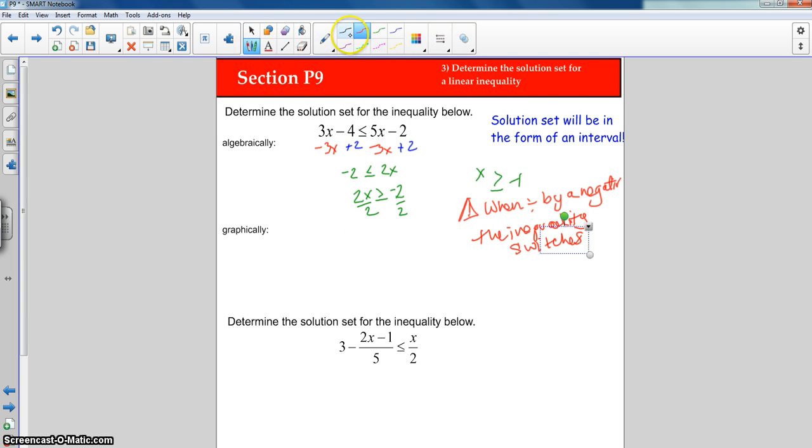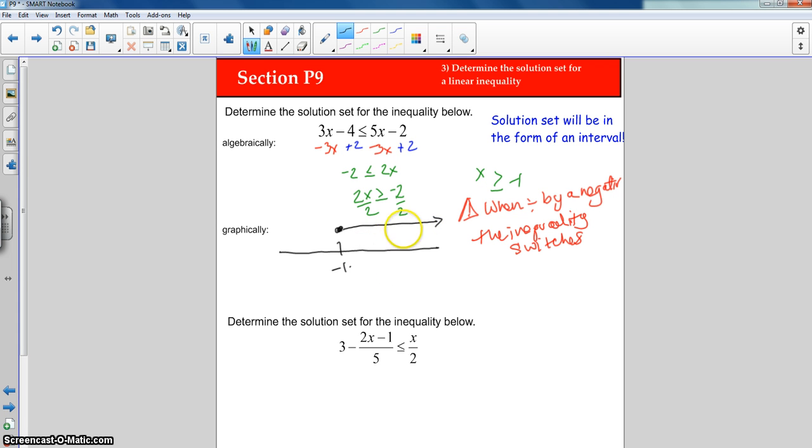And then last thing, what this means is that x attains all values greater than or equal to negative 1. So on my number line I put negative 1, and I need a closed dot. A greater than or equal to sign corresponds to a bracket or a closed dot, and then we have to go forever to the right.